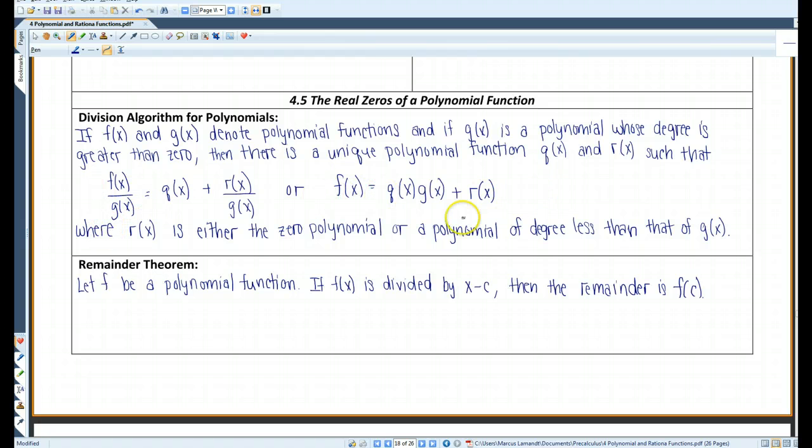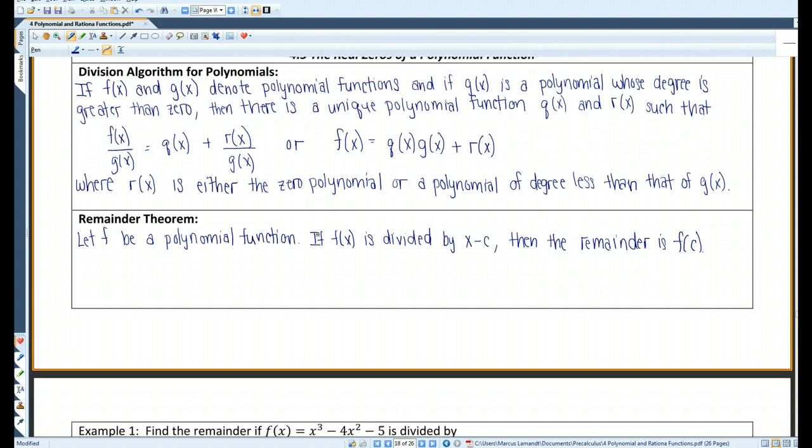Or you could write it like this, where r of x is either the 0 polynomial or a polynomial of a degree less than that of g of x. I'm hoping you guys are all familiar with long division. I'm hoping you guys learned that in Algebra 2. We will do some examples in class, and we're going to do some examples in the notes here.